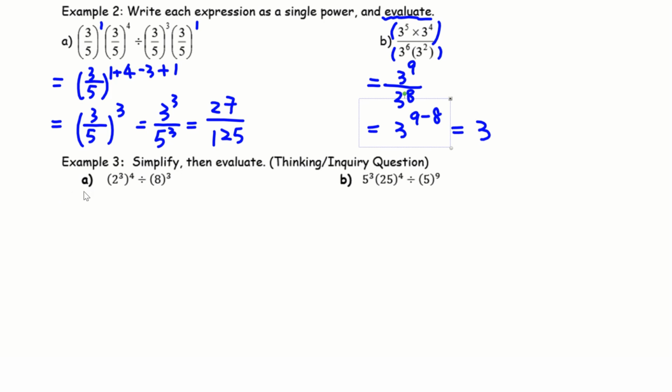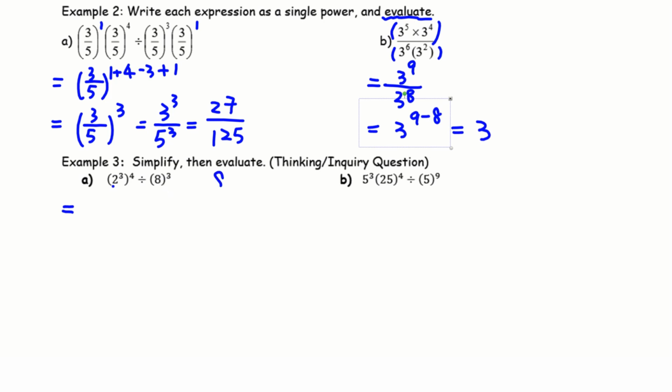So the last example, example 3, simplify then evaluate. So this one you will see you don't have the same base. If we don't have the same base, we couldn't apply the exponent laws for multiplying and dividing. So we want to change these two to the same base. So we want to change the larger base to the smallest base. So the base 2 is the smallest.